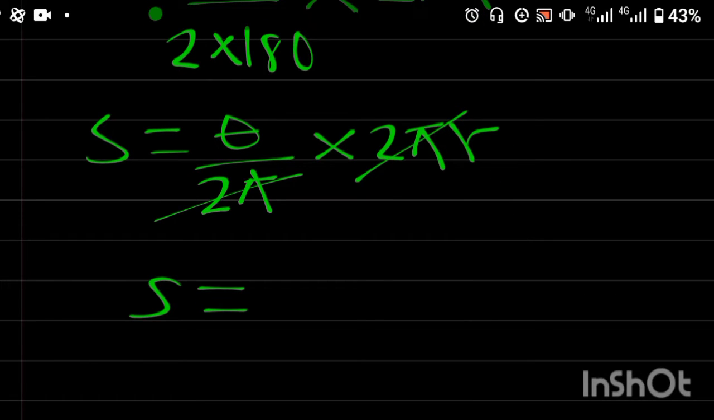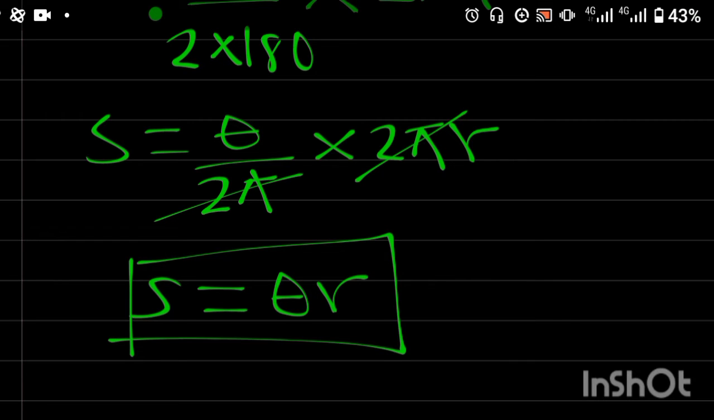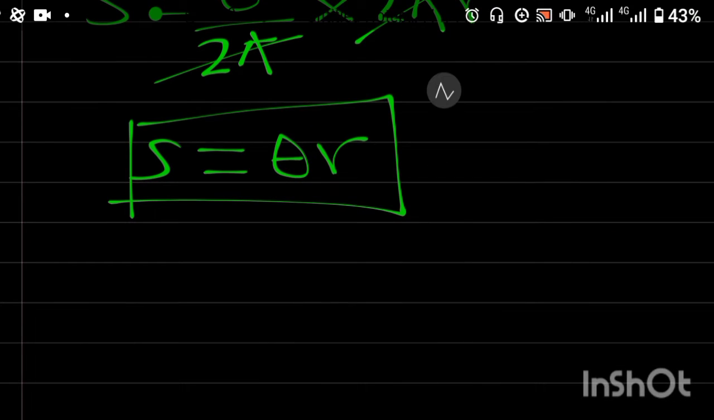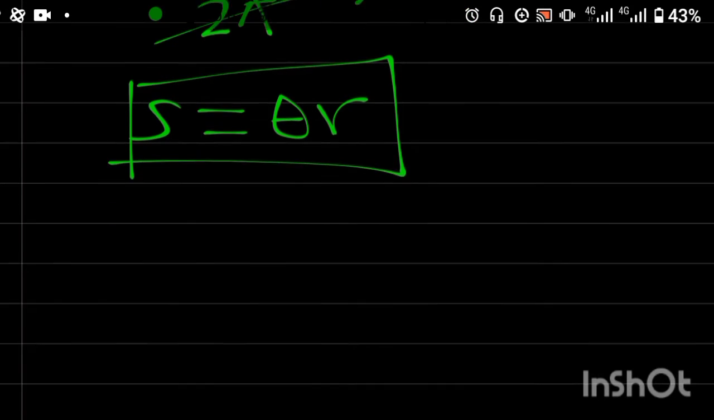S is equal to theta r or r theta. This is the relationship between theta and the radius of the circle in which the object is moving. Now let's define what is theta.